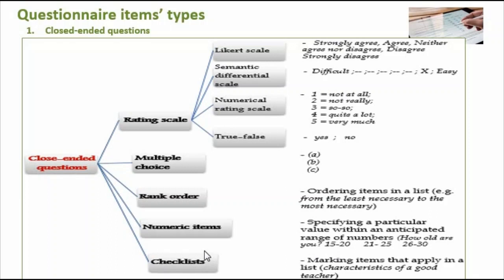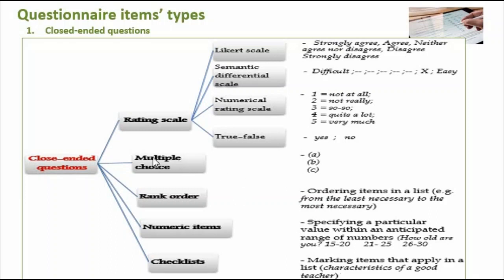At last, we have checklists or checkboxes. This involves marking items that apply in a list. For instance, the question is, what are the characteristics of a good teacher? And the researcher provides a number of characteristics in the form of a list, either phrases or statements, and then he asks the respondent to mark the characteristics that he thinks are the characteristics of a good teacher. Here, the respondent may choose more than one answer.